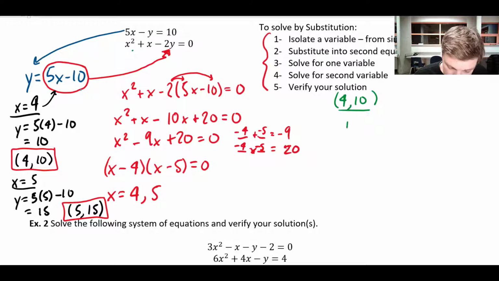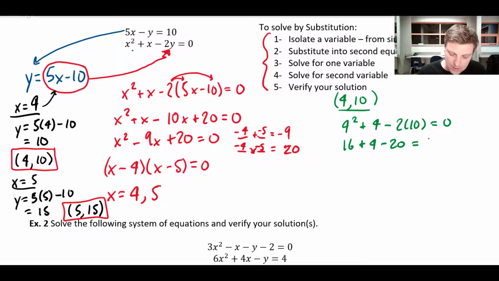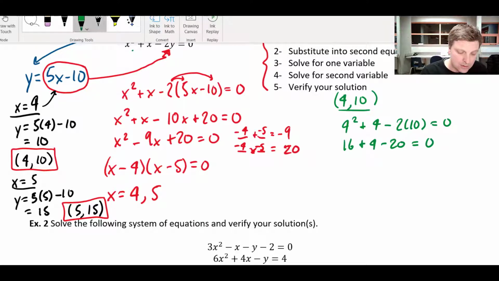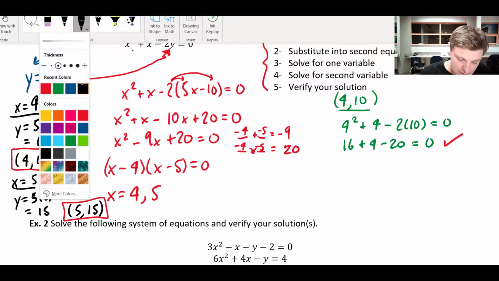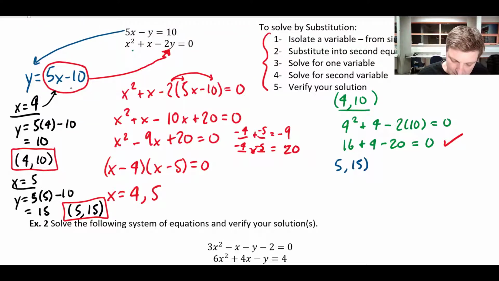So I've got 4 squared plus 4 minus 2 times 10. Does that equal 0? And so I have 16 plus 4 minus 20 equal to 0. And I can see, yeah, that works. So that is correct. So that answer has been verified. And then I'm going to do the same thing for my next solution set. So let's just verify 5, 15.